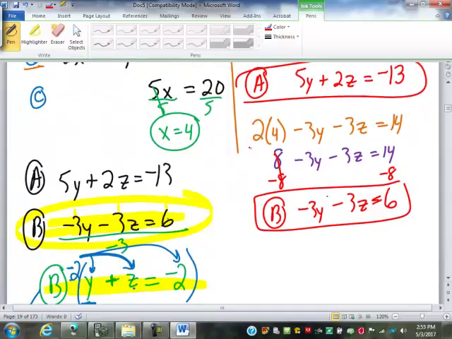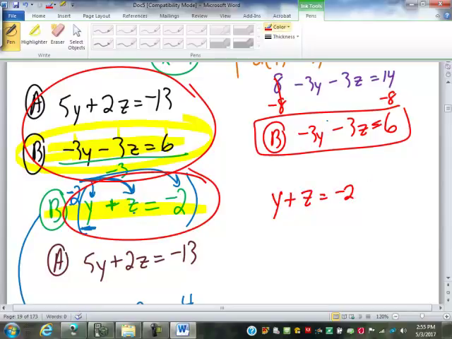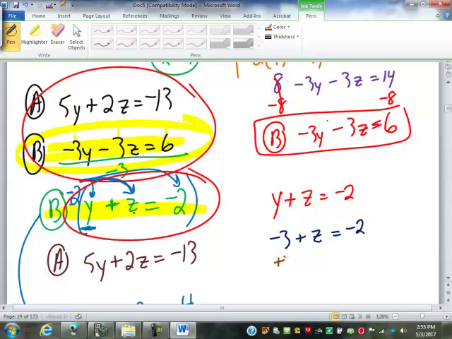So I go back up to either one of these two variable equations I had. Actually, I'd probably go to this one here. y plus z equals a negative 2. Now I'm going to replace y with negative 3. Negative 3 plus z equals negative 2. Now I'm going to solve for z. So it's a negative 3, I'm going to add 3. What's negative 2 plus 3?